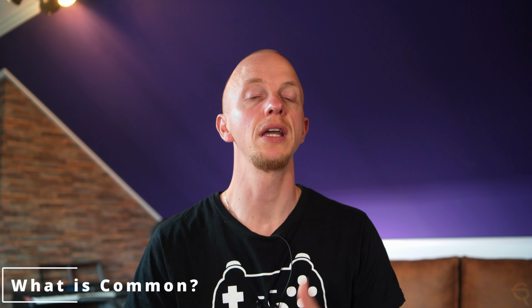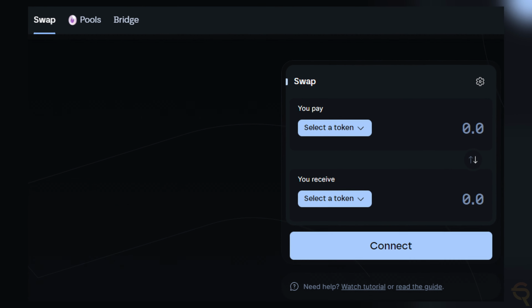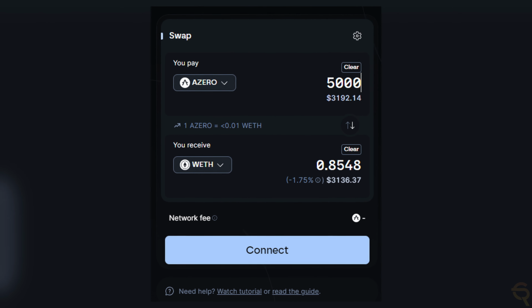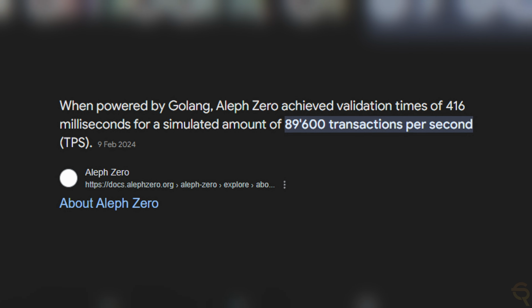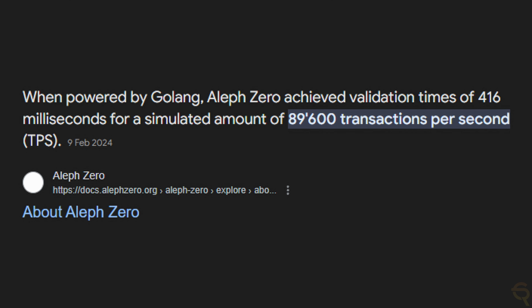Now that we've got a basic understanding of the underlying blockchain, it is now time to look at Common itself. The main feature of the Common project is its ability to facilitate Aleph Zero native swaps. By leveraging the advanced features of the Aleph Zero blockchain, Common ensures that token exchanges are conducted with enhanced security and efficiency. This native integration not only streamlines the process of swapping tokens within the ecosystem, but also harnesses Aleph Zero's capabilities to maintain high transaction throughput and low latency, critical for the success of any DEX platform.